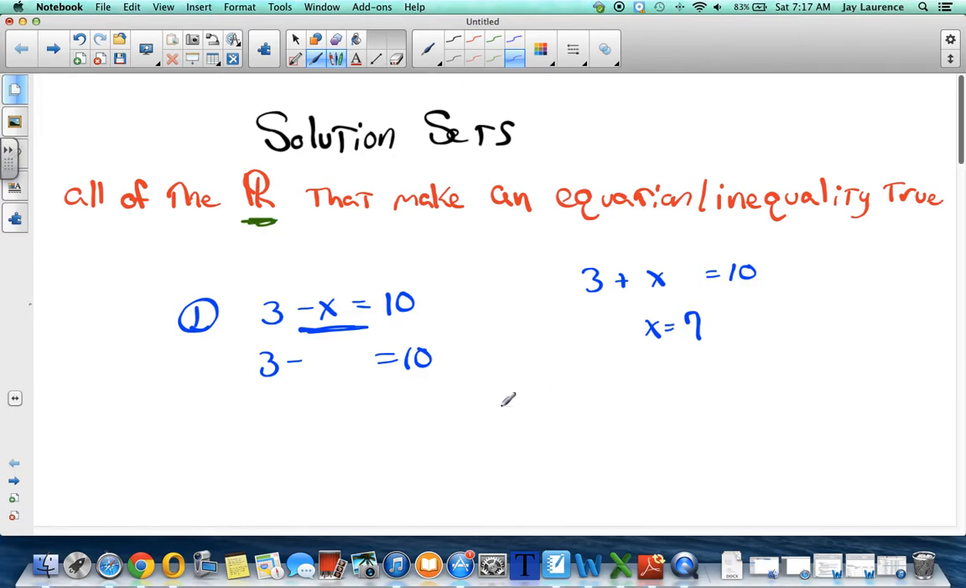Well, let me see. If I have a negative x, and I want it to equal positive 7, well, remember, there's a negative 1 attached to the x. What if I divided both sides by negative 1? Then x would equal negative 7. Oh, that's interesting. What would happen if I plugged negative 7 in here? I have 3 minus negative 7. Oh, don't forget about taking away the negatives.